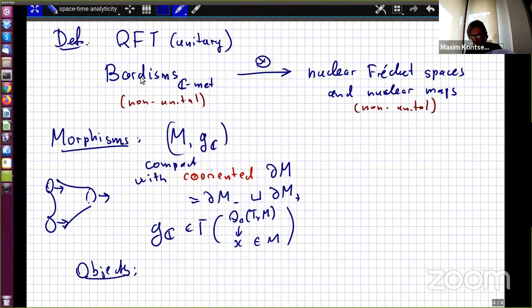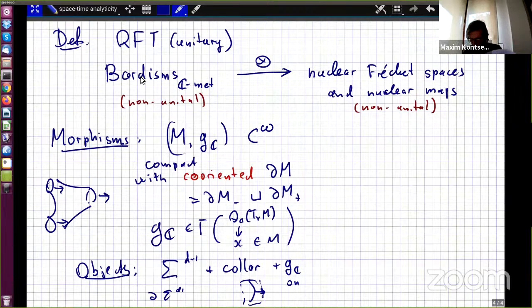If you know what the morphisms are, it's clear when 2 things you can compose. Actually, for this talk, my manifold will be C^omega, real analytic, and this complex metric will also be real analytic. And then objects are completely obvious in this framework. Objects will be (d-1)-dimensional closed manifolds plus a collar, a kind of germ of some tubular neighborhood, also co-oriented, plus a metric on the collar. And definitely such things you can compose.